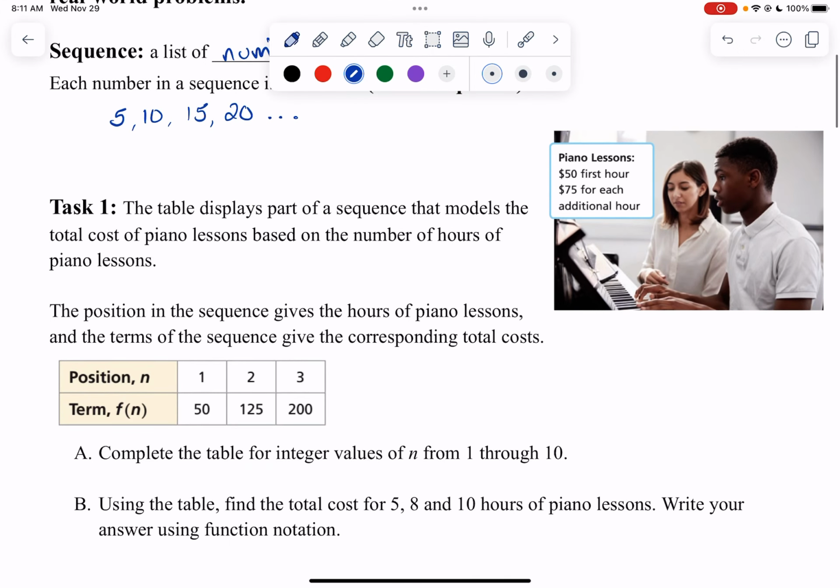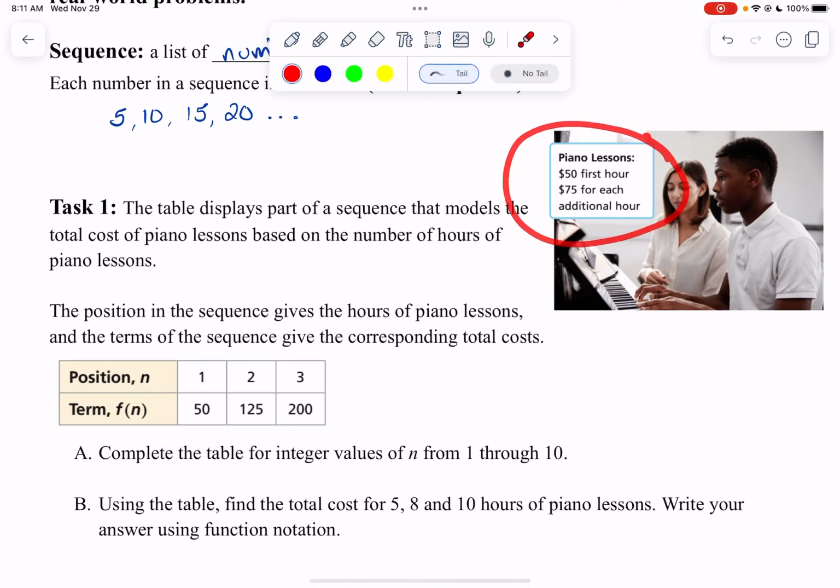All right. So here we have for task 1, the table displays part of a sequence that models the total cost of piano lessons based on the number of hours of piano lessons. So if you notice over here, it's $50 for the first hour and $75 for each additional hour. So the position in the sequence gives the hours of piano lessons, and the terms of the sequence give the corresponding total cost.